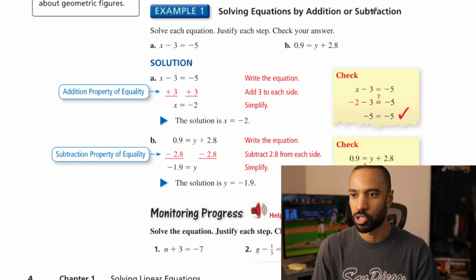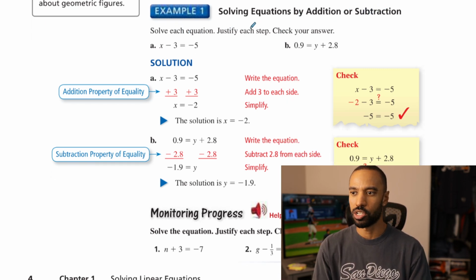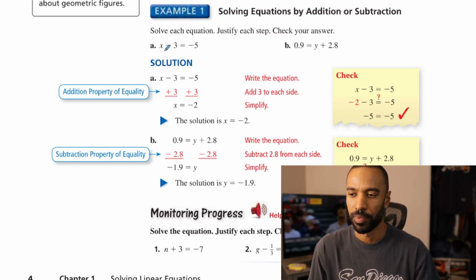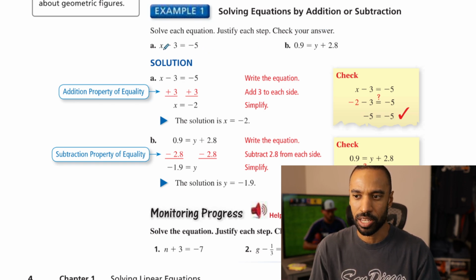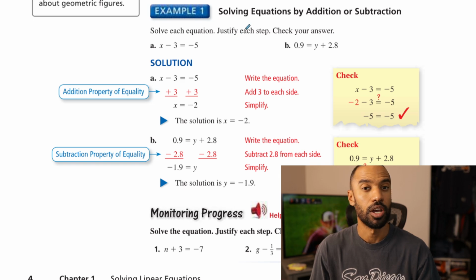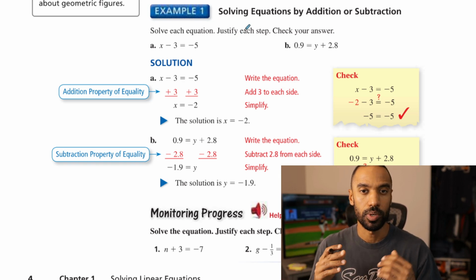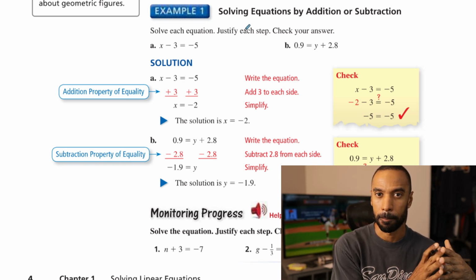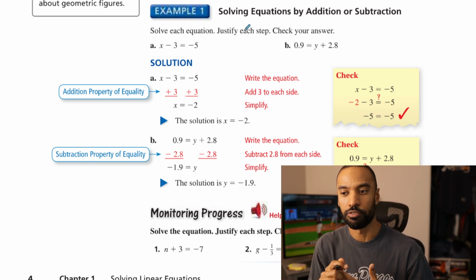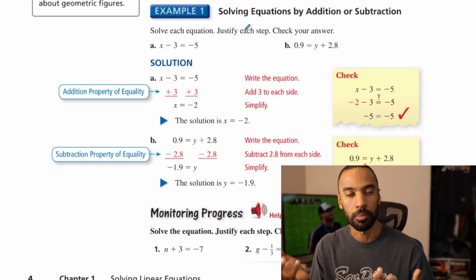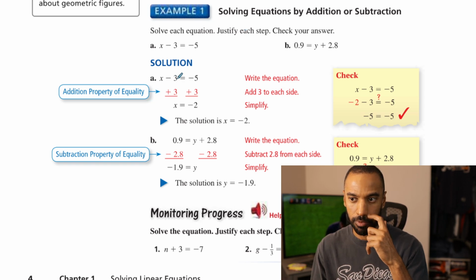Solving equations by addition or subtraction. It says solve each equation, justify each step, check your answer. The first example, part A, says x minus 3 equals negative 5. We're asking what number do we subtract 3 from to make negative 5? Now, what they're going to show you is a form of isolating your variable, getting x by itself. And it's going to be a very simple thing.